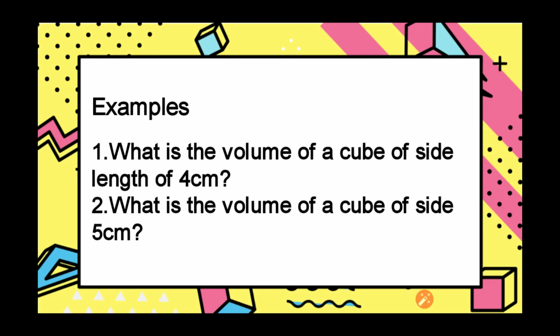The first question I have here is, what is the volume of a cube of side length of 4 centimeter? The side length of this cube is 4 centimeter, meaning the length is 4, the height is 4 centimeter, and the width is 4 centimeter. We are going to be applying our formula in solving this question.